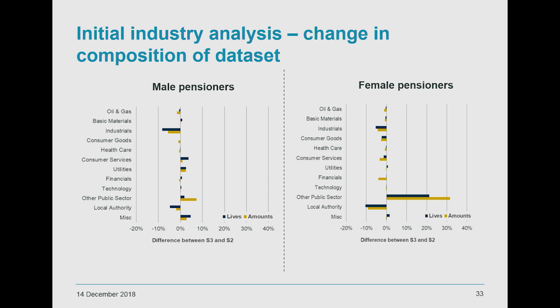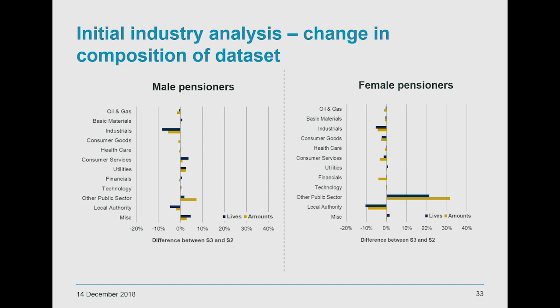And if we focus on the yellow bars, really, which are the proportion by pension amount, you can see on the left-hand side for males, no category has increased or decreased by more than 10%. So industrials has decreased by the most, by close to 10%, and public sector has increased by the most, and by the amounts bands, it's by close to 10%. On the female side, there are bigger differences. In particular, as trailed a couple of times, there's a lot more public sector data, and that is to some extent offset by less local authority data. And that's really a function of what has been submitted for S3 compared to S2.